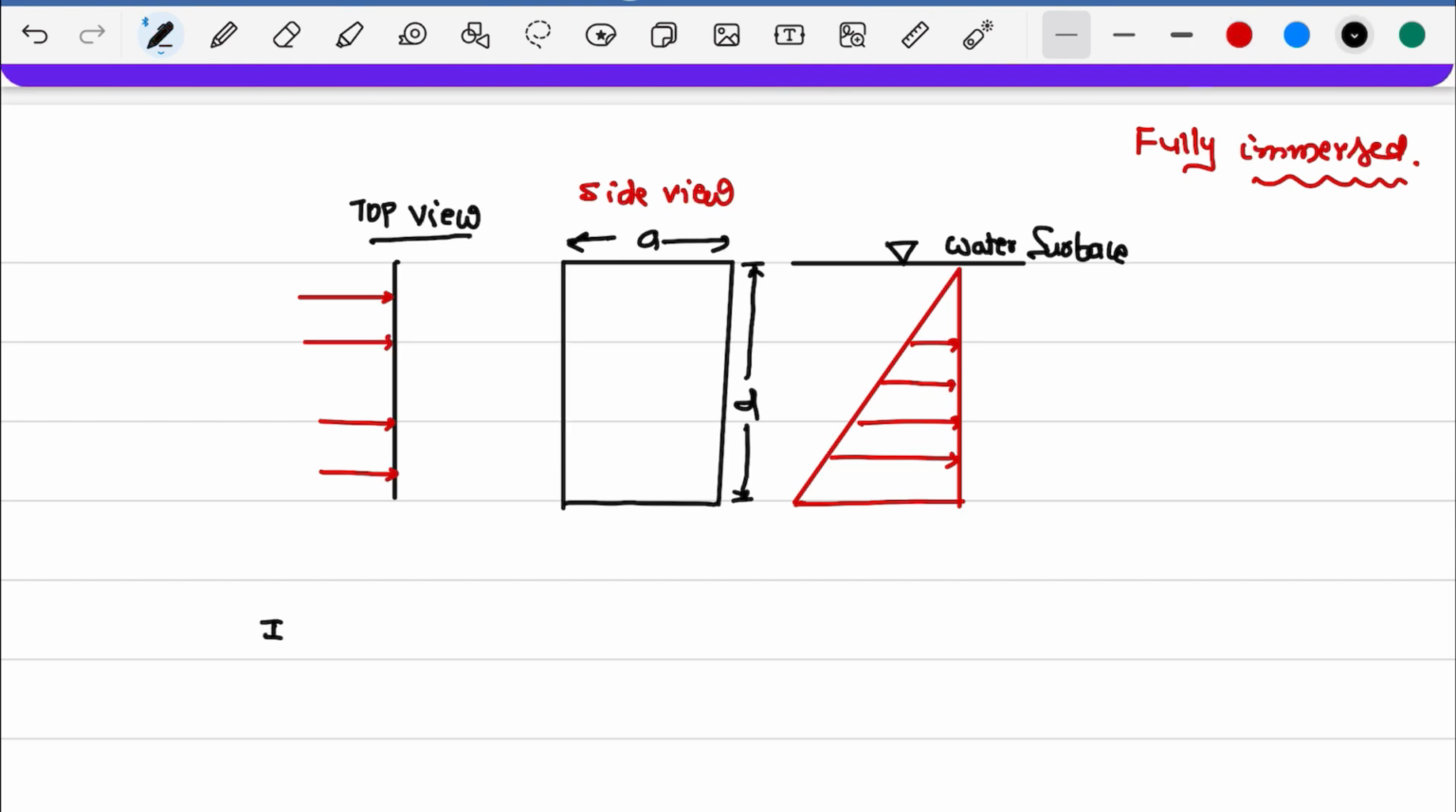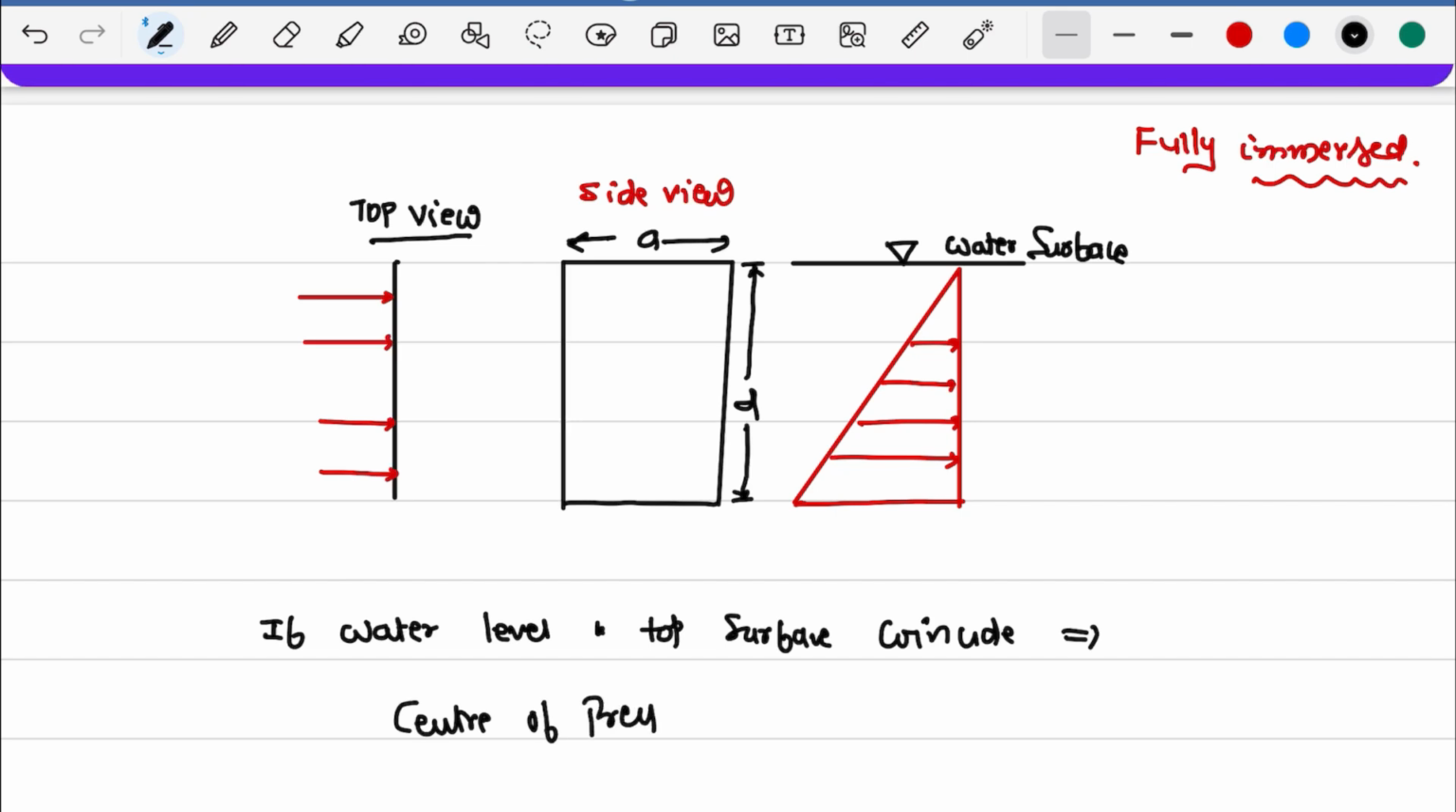If the water level and top surface coincide, it implies the center of pressure is equal to the center of gravity of the cross section.